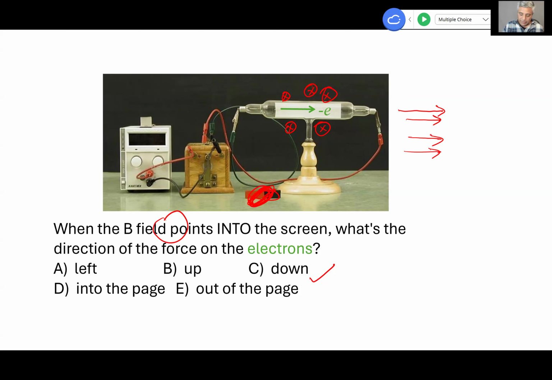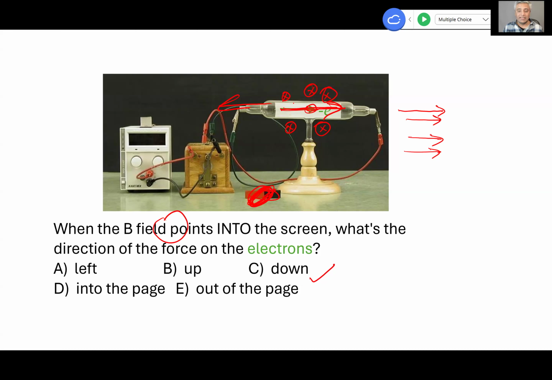A couple of things you want to keep in mind. The magnetic field and force are always perpendicular to each other. And the force is also perpendicular to the velocity. For example, velocity right now is going toward the right, so perpendicular to the right cannot be left. If you remember that, then you will avoid choosing left.